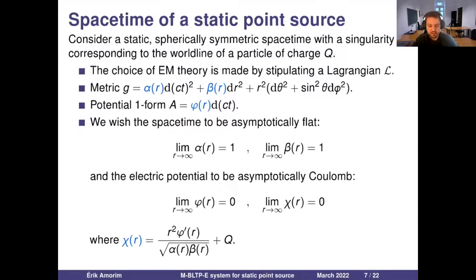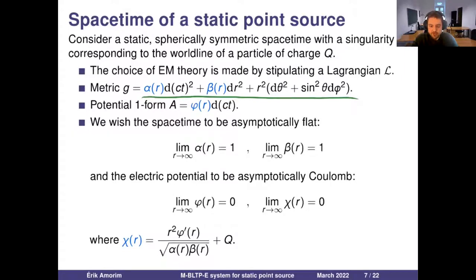So as I said, the choice of the electromagnetic theory to be used is made by stipulating a Lagrangian. With the Lagrangian, you build the T mu nu, and then you build the Einstein equations. So you solve them. The general metric that you're going to have for this spacetime in these spherically symmetric coordinates has two unknown functions that I'm calling alpha and beta.